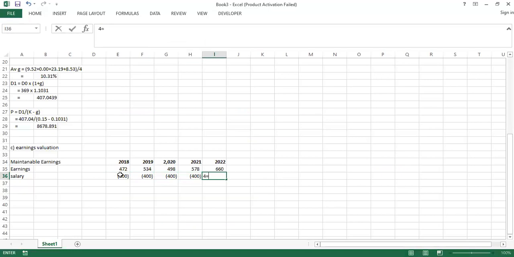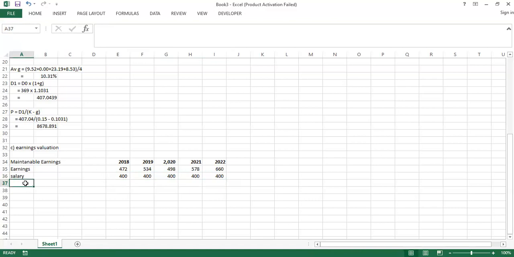Oh, sorry, we are adding, right? My bad. We are adding this back because it was a deduction. So it comes as 400, 400, 400, 400, 400. We are adding it back because it was an expense deducted to get to your earnings, which is your profit after tax. So hence we need to add that back because it's an unusual item.